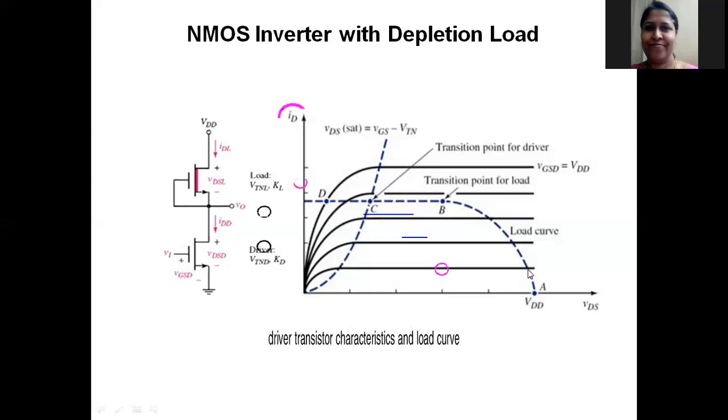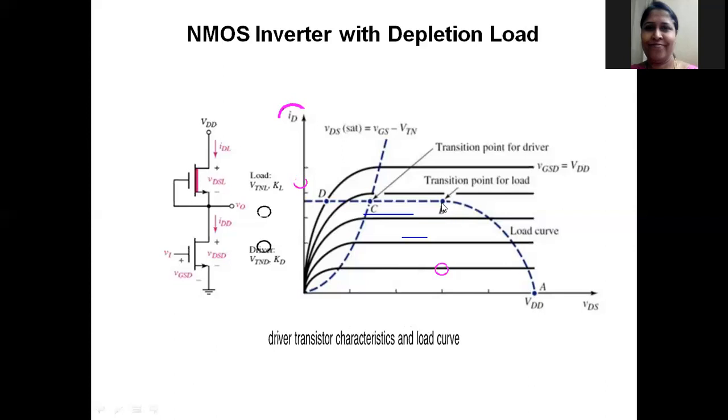What is the status of the enhancement device when you consider this operating point? This enhancement device is in the saturation region, and the depletion device is in the non-saturation region. So similarly, here also the enhancement device is in saturation, and the depletion device is in non-saturation.